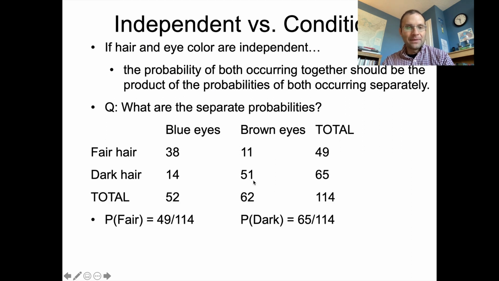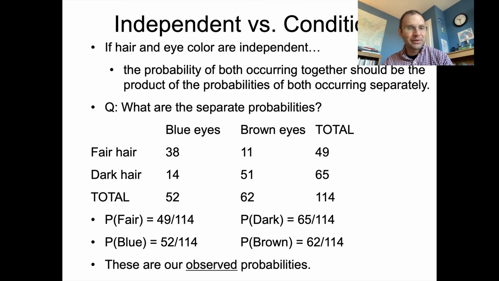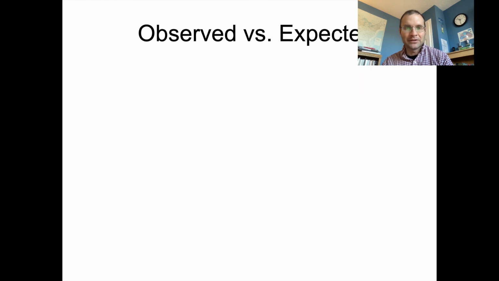And from that, we can calculate what the observed probabilities are of people having certain hair colors or certain eye colors. So for the fair-haired people, there are 49 of them right here out of 114 total. For the dark-haired people, there's 65 of them out of 114. Likewise, we can say there's 52 people with blue eyes, so the probability there is 52 out of 114. And then for brown eyes, it's 62 out of 114. Okay, so that's just the probabilities if you take them all at face value. And we'll call those our observed probabilities. And again, what we want to know is whether there's any sort of connection there.